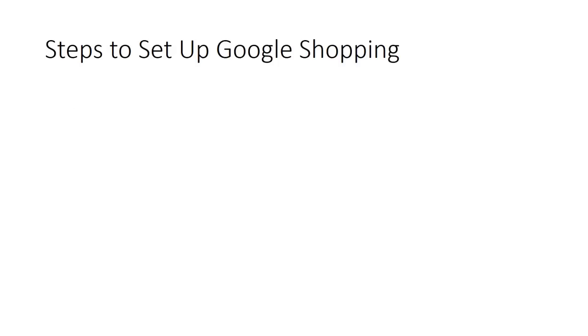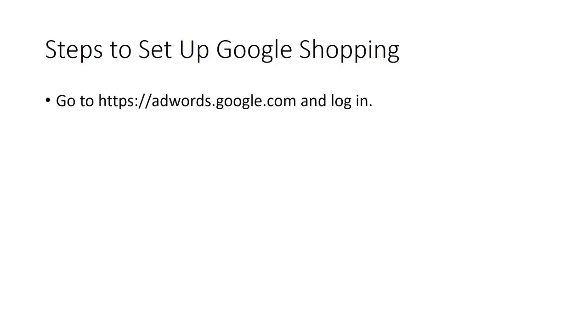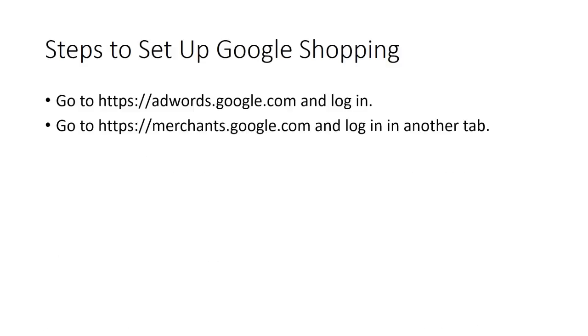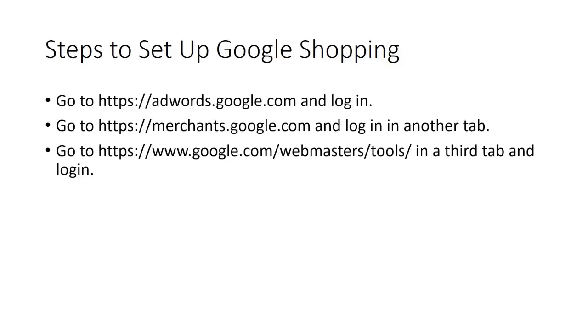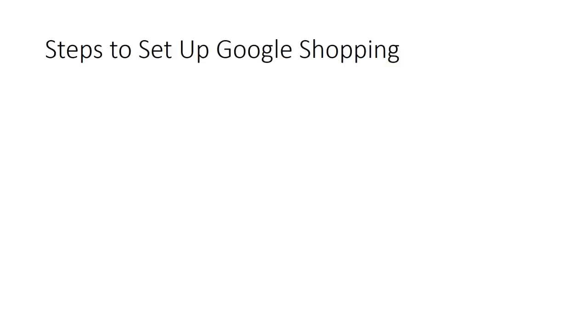Okay, steps to set up Google Shopping. Well, we're going to go to adwords.google.com and log in. Okay, log into that account. Also go to merchants.google.com and log in. And if you can't log in, that means you haven't set it up, so you set it up while you're in there. The next thing you want to do is go to google.com/webmaster/tools and a third login. The other thing you can do is type in Google Search Console and get to the same place.